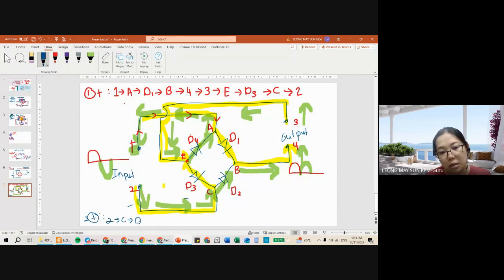So if I'm going to write the path, it's going to be 2, C, D2, then B, 4, 3, E, D4, A, and then back to terminal 1, which is negative. All right, so this is the full wave rectification.